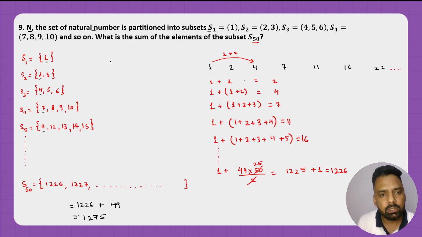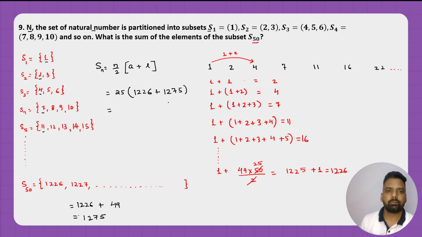Now we have to find out the sum. तो सम का फॉर्मूला हमारे पास क्या होता है, n by 2 times first term plus the last term. Right, तो n is 50, 50 by 2 which is 25, and the first term will be 1226 and the last term will be 1275. Right, so just solve this and we will get the required answer. तो अपने को बताना क्या था, basically the sum of the elements of the subset S50.